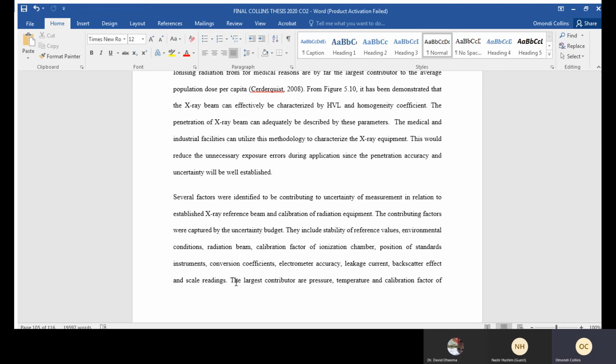In the lab, we try to minimize this. The labs are quite big enough. Then also the scale readings.